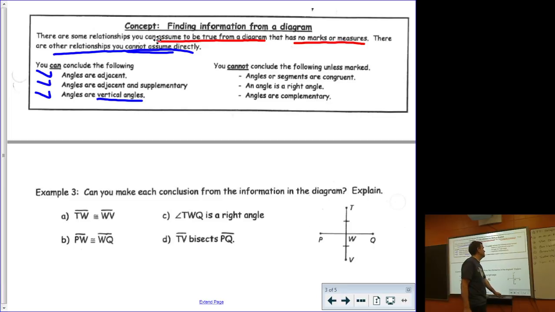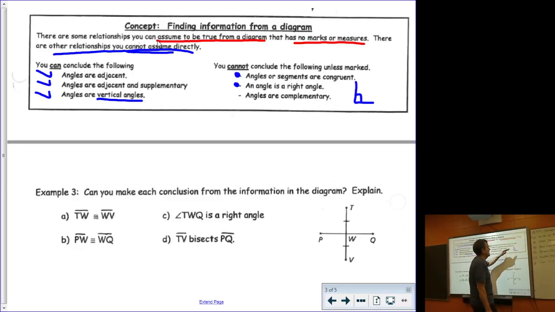Things you cannot assume. You cannot assume that angles or segments are congruent. So even, well, let me go to the next one. You cannot assume an angle is a right angle. So even if it looks like a right angle, it is not necessarily a right angle. It might be 89 degrees. You can't assume it's a right angle unless it says it's a right angle or it's got the little square symbol in it.